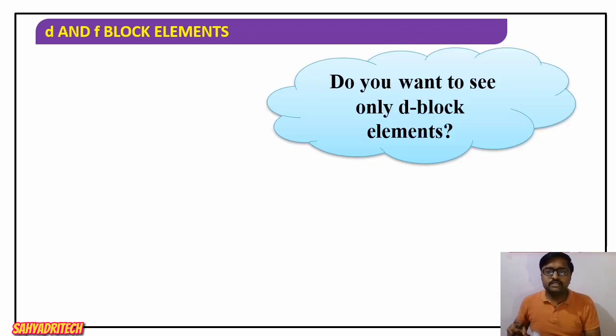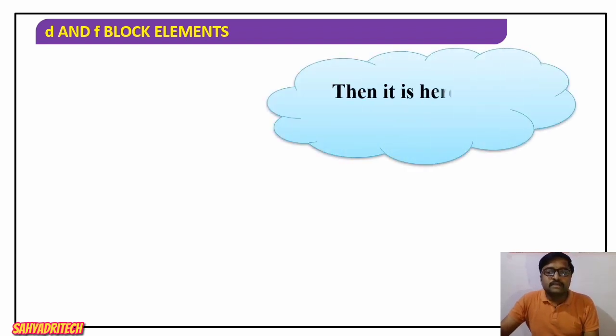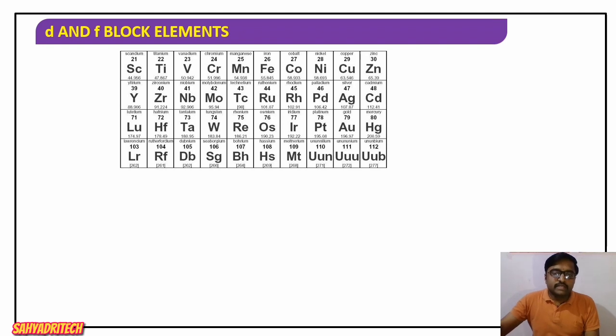Now if you want to know the d block elements particularly, if you want to see only the d block elements, just look at what constitutes the d block of the periodic table. What elements are included here? We have specified the atomic number at the top of each element: 21 to 30, the next one 39 to 48, next 71 to 80, and next 103 to 112.